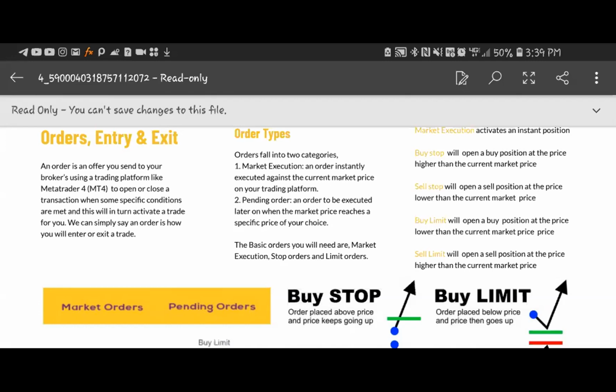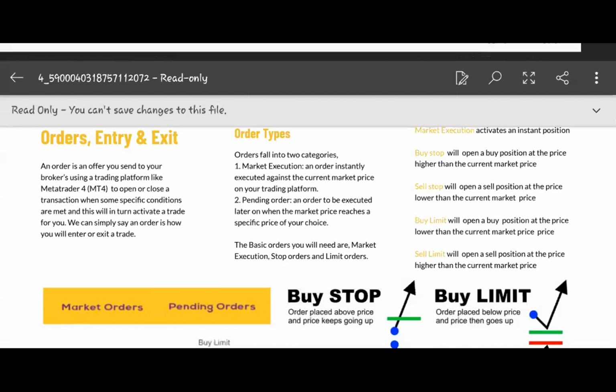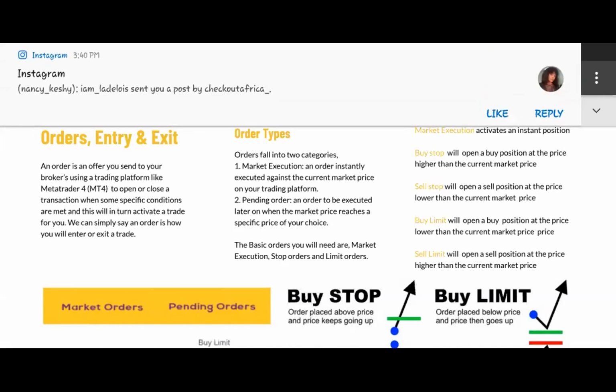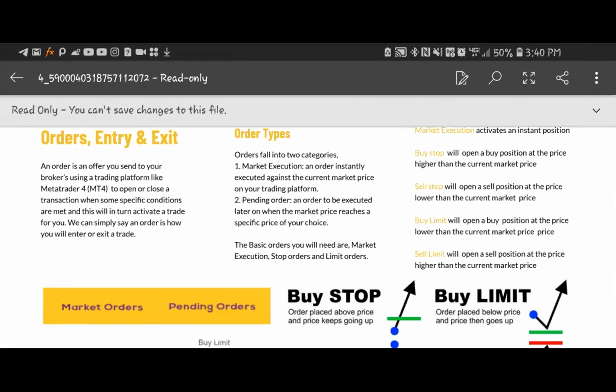Okay, you know what? If it breaks this support, let's say Naira is at 430 support, okay? If it breaks 430, that means there is a large amount of sellers in the market. So that means the sellers have the power in the market. What do I do? I start selling at that point where price breaks the support. So if price breaks 430, I'll place my sell stop at 420.